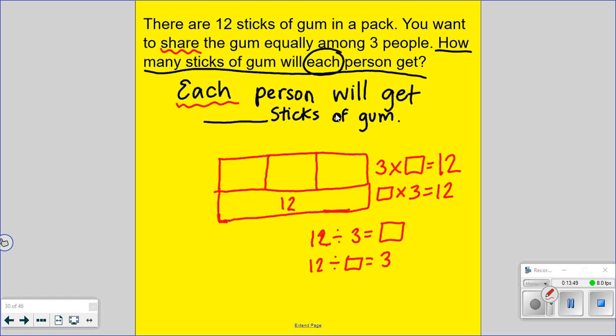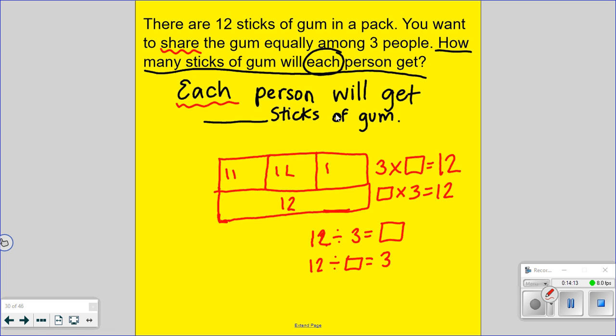All right, now we're going to zoom back to what Archer said about our dealing out strategy. You ready, Archer? 1 for you, 1 for you, 1 for you. How many have I used? 3. Is my top bar equal with my bottom bar yet? No. My top bar has 3, my bottom bar has 12. They're not equal yet. I need to keep going.